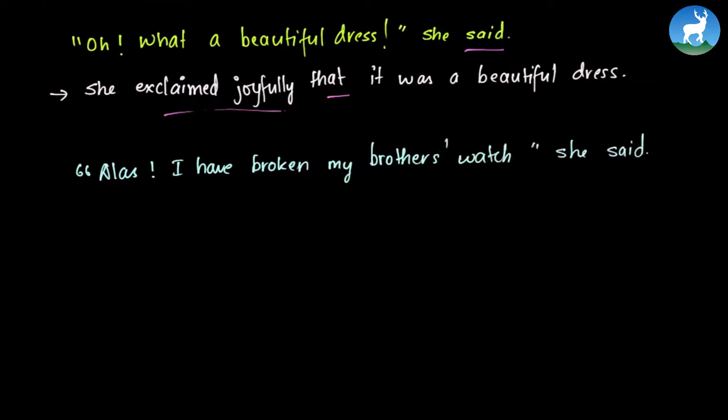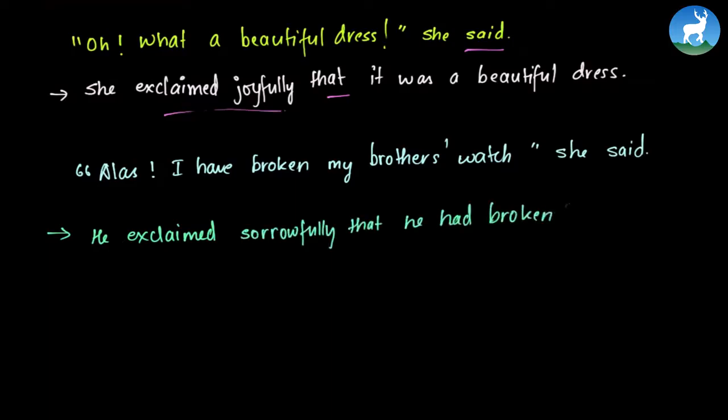"Alas, I have broken my brother's watch," she said. This is a direct exclamatory sentence. We change it into indirect form by saying, she exclaimed sorrowfully that she had broken her brother's watch. In the previous sentence, the girl was very joyful to see the beautiful dress, hence we use joyfully. But in the second sentence, breaking a brother's watch is not a joyful action, it's a sorrowful action. Hence, we add sorrowfully.